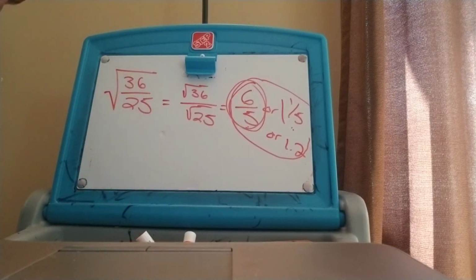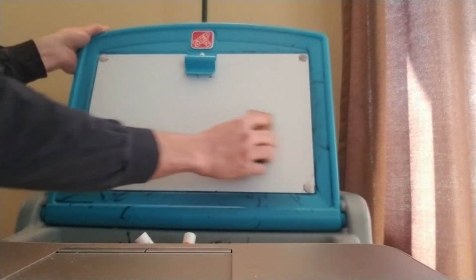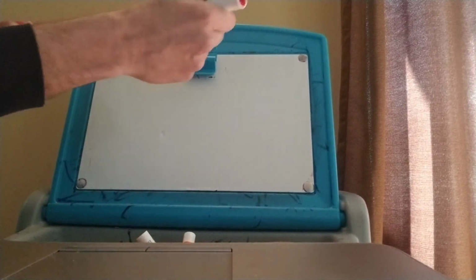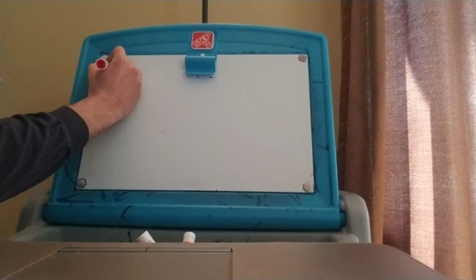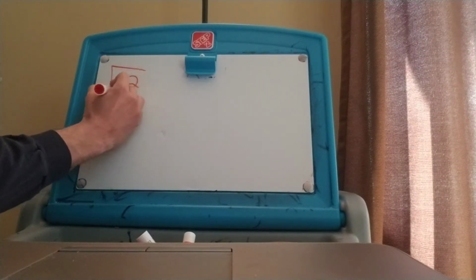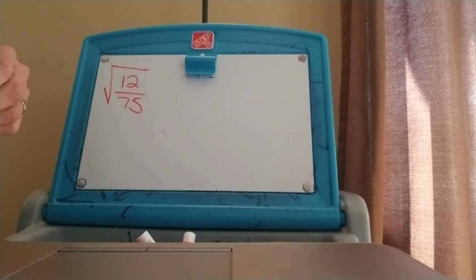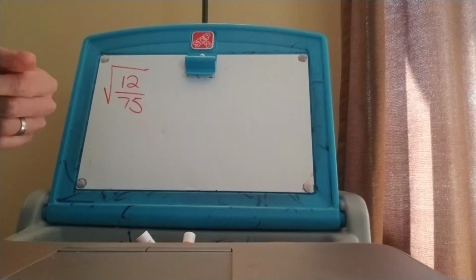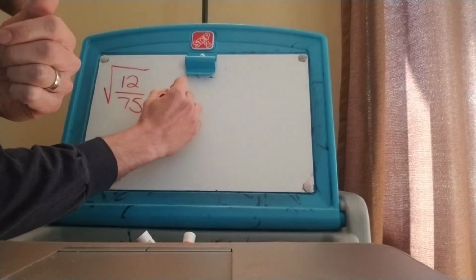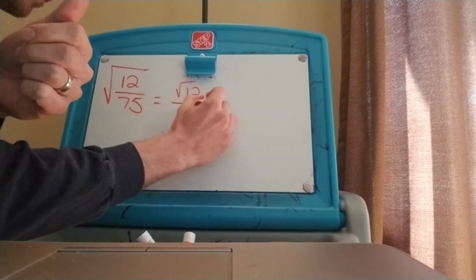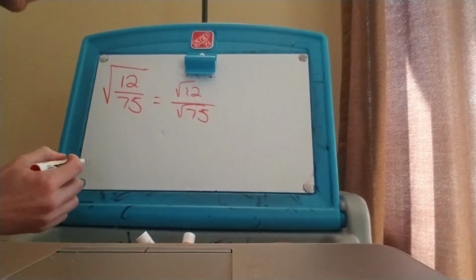All right, so let's move on to a harder one that has no perfect squares in it, or so it seems. So we're going to do this problem 2 ways. We're going to do the square root of 12/75. So what's the square root of 12/75 come out to? The first way I'm going to do this problem is I'm going to rewrite it as the square root of 12 divided by the square root of 75. I'm going to simplify it that way.